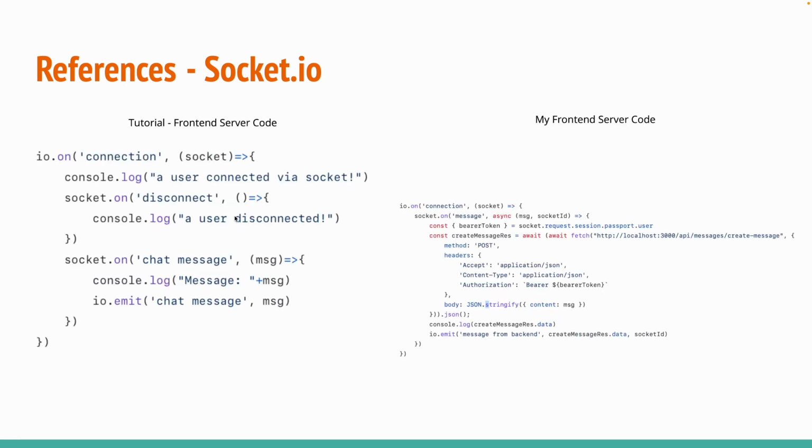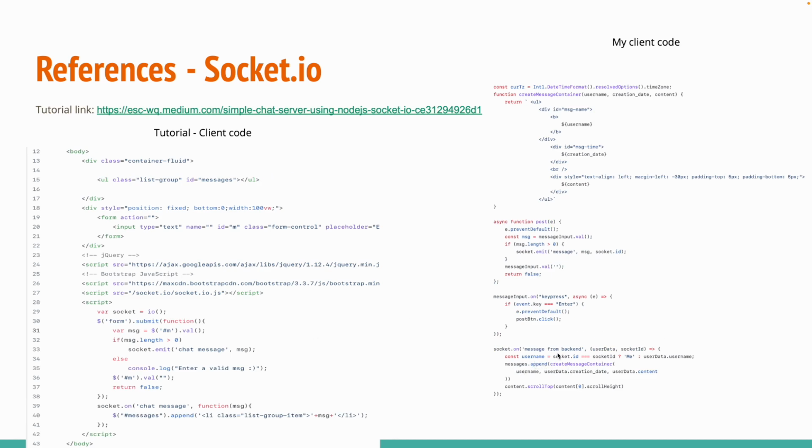and we populate this field based on the backend data. As you can see in the tutorial here, it created a basic template that just console logs all the chat messages. But in my code, I expand the functionality so that it hits the RESTful API to save the messages, and also retrieves the user ID. Everything is saved into this create message response, and we send this create message response along with the socket ID to the front end, where we receive this user data and append it into our container.